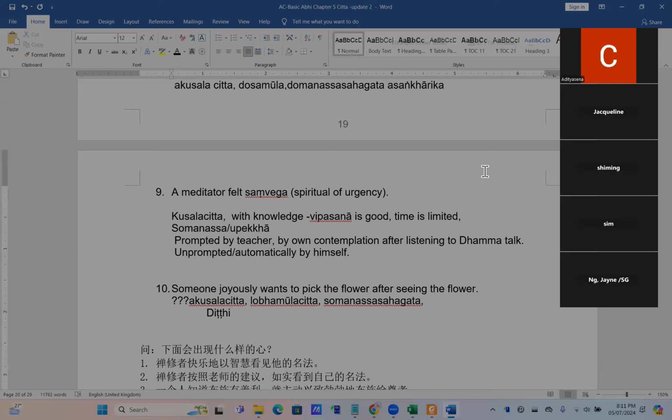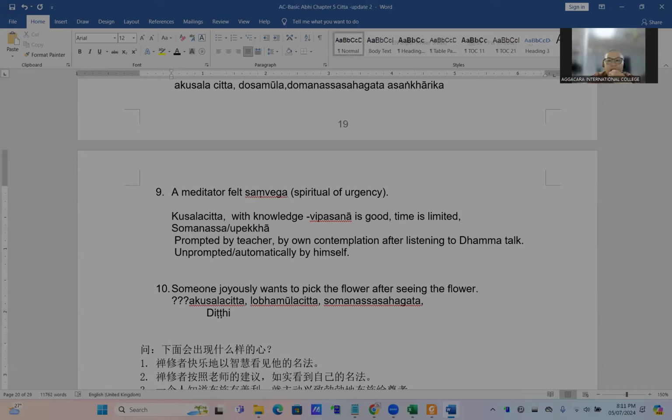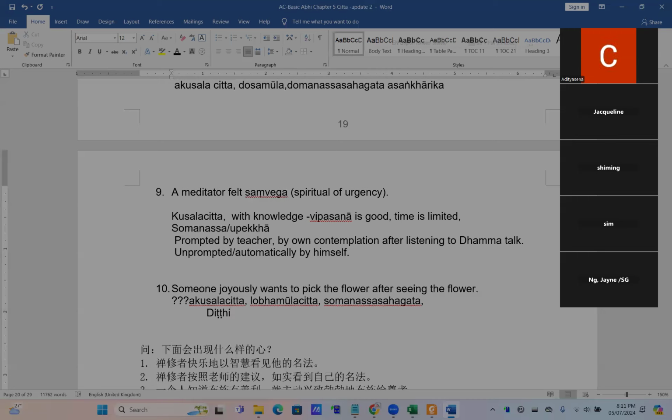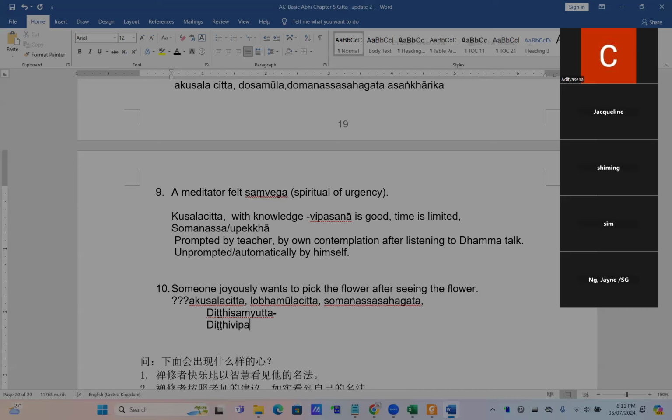So how about the other students? Brother Ko, what do you think? Is it Sampayutta or Vippayutta Ditthi? I don't think you can deduce from here because it's not clear enough. Okay. So let's say if we put Sampayutta, then we need to give a reason. If we put Ditthi Vippayutta, we also need to give a reason.